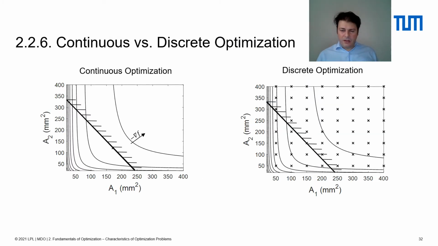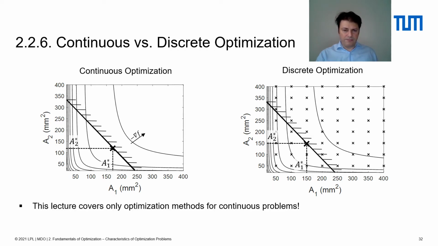So then there is another important distinction between continuous optimization problems and discrete optimization problems. Well, continuous optimization problems have access to the design space as a continuum, versus in discrete optimization problems, there are only particular designs available. And there are different algorithms available for discrete optimization problems. However, within this lecture, we only consider continuous problems and continuous methods.